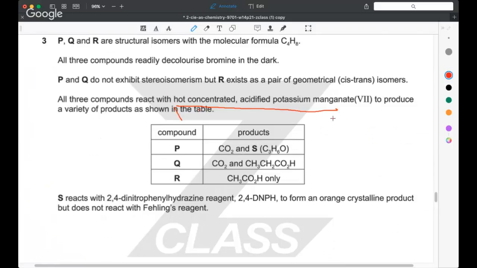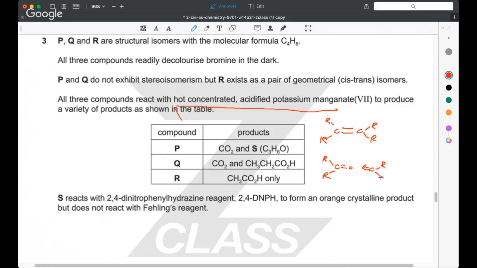And the reaction you've got to know there is that when you've got a double bond like that, the reaction with acidified potassium manganate, hot concentrated, is going to give you the corresponding carbonyl compounds.